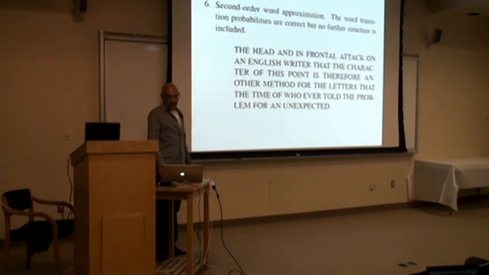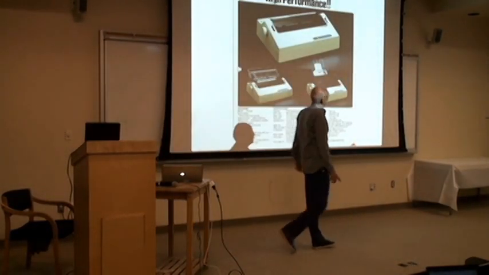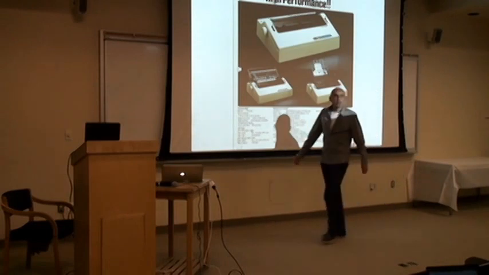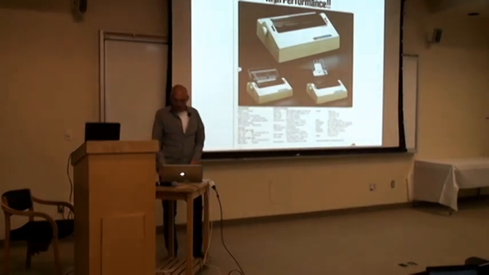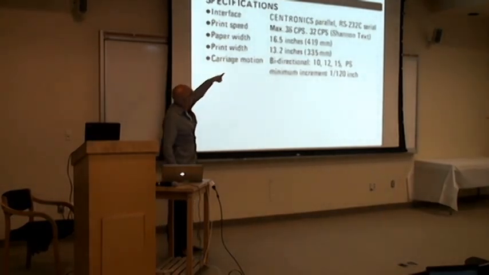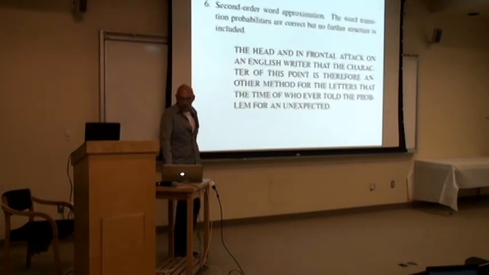They had a frontal attack on an English writer, the character of this one. This is plausible. All right, so now we have commercial interaction here. This was an ad for a Daisy Wheel printer. This is how the printers looked when I was a graduate student. And I want to show you something here because you see the print speed in this ad says 32 characters per second Shannon text. And in fact what happened was that this text that we came up with in the paper became a standard text to test the speed of typewriters.